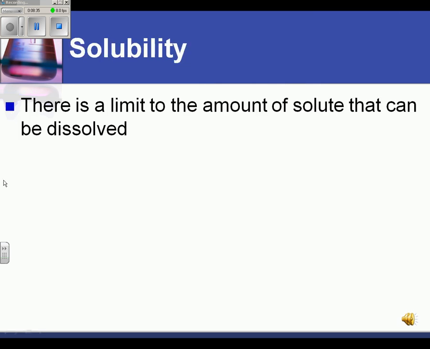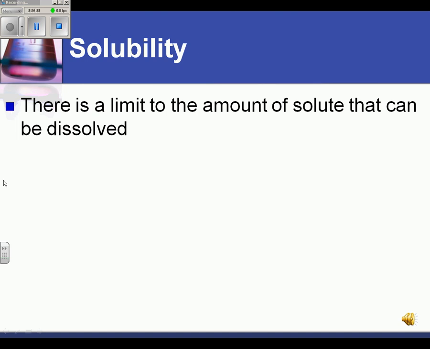There is a limit to the amount of solute that can be dissolved. You may have tried this as a kid, where you're trying to put sugar in Kool-Aid or something like that, and you put a little bit of sugar. It's good, but so how about a whole lot? Well, eventually what happens is the sugar that you try and put in there ends up just going straight to the bottom of the container, and you can stir all you want. It's not going to go into solution.